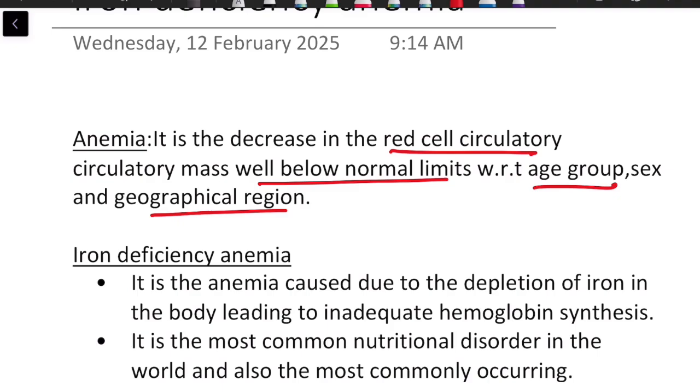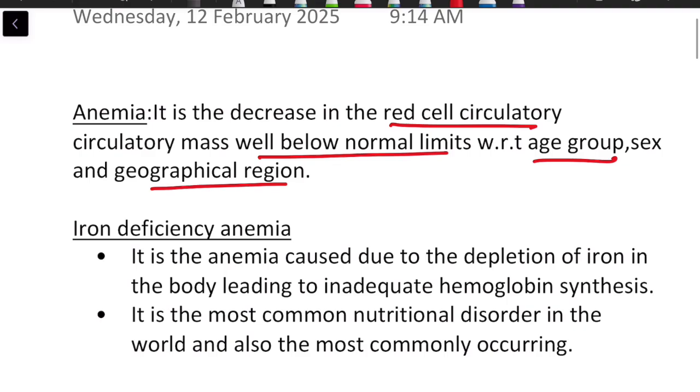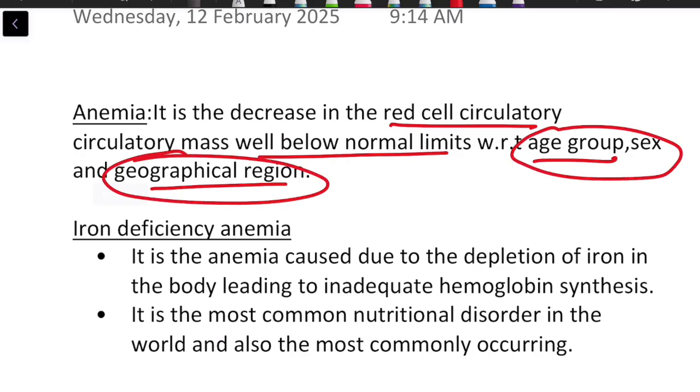If I talk about an adult male, then the normal range of hemoglobin is different. If I talk about an infant, then the normal range of hemoglobin is different. And with sex also it varies, because females normally have a lower range of hemoglobin because they are having menstruation. And if I talk about the geographical region, then obviously a person living on a mountain will have a different range of hemoglobin with respect to a person living somewhere else or on the plains, because there is a compensatory increase in the number of RBCs for a person living on a mountain. So this line is very important and has to be added in the definition of anemia.